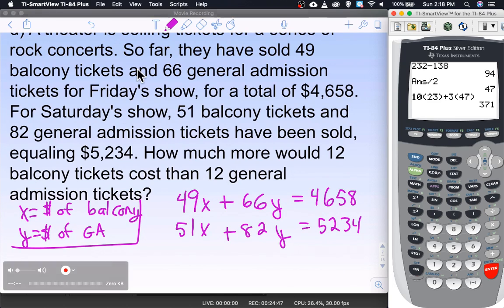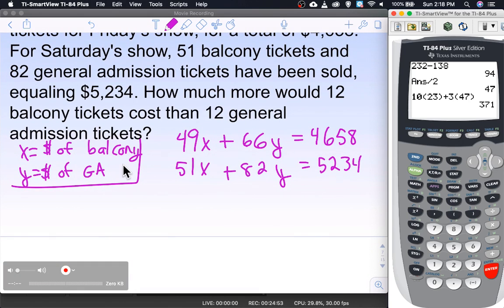So now the question is, how much more would 12 balcony tickets cost than 12 general admission tickets? Well, we can only figure that out once we know what my x and my y are. Once we know the cost of these, we can figure out how much more 12 x's would cost than 12 y's.